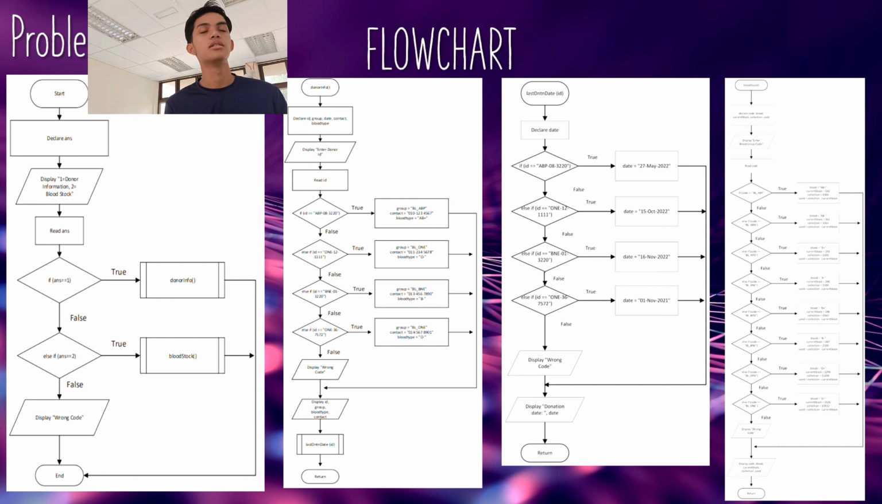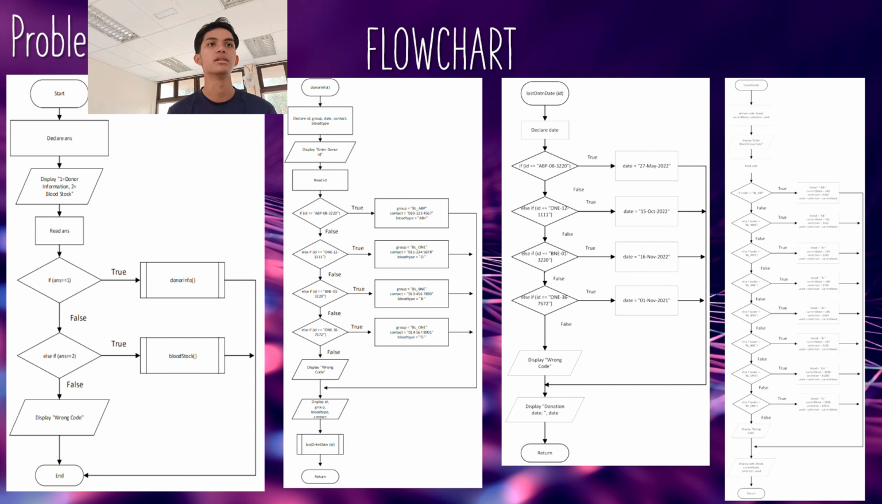Okay, so this is the problem 2 flowchart. The first flowchart is we start and then we declare n, and then it will display 1 equal to donor information, 2 equal to blood stock, and then it will read n, and then there is a choice. If n is equal to 1, if true, it will go to the donor info module function. If false, it will go to the next choice. If n is equal to 2, if true, it will go to the blood stock module function. If false, it will go to display a wrong code.